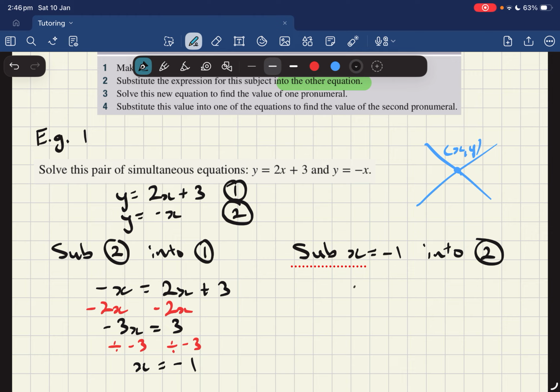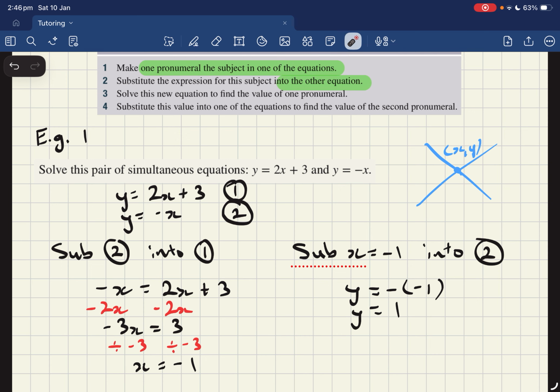What that's going to give me is y equals negative negative 1. And that's going to give me that y equals positive 1. So this is my solution to the two simultaneous equations. And I can check this by substituting back into both of them.